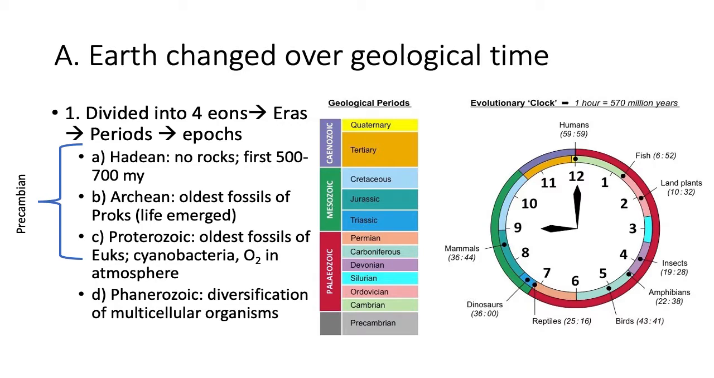But the first eon is called the Hadean eon, where there were no rocks, pretty much Earth's first 500 to 700 million years. Then we have our Archean, where we find the oldest fossils of prokaryotes, and this is kind of where life emerged. And then with our Proterozoic, we have the oldest fossils of our eukaryotes. We see evidence of cyanobacteria and oxygen in our atmosphere because before we didn't have oxygen in our atmosphere. And so the Hadean, the Archean, and the Proterozoic are called the Precambrian period or era. Because in the final eon, we have the Phanerozoic, where we see multicellular organisms emerge.